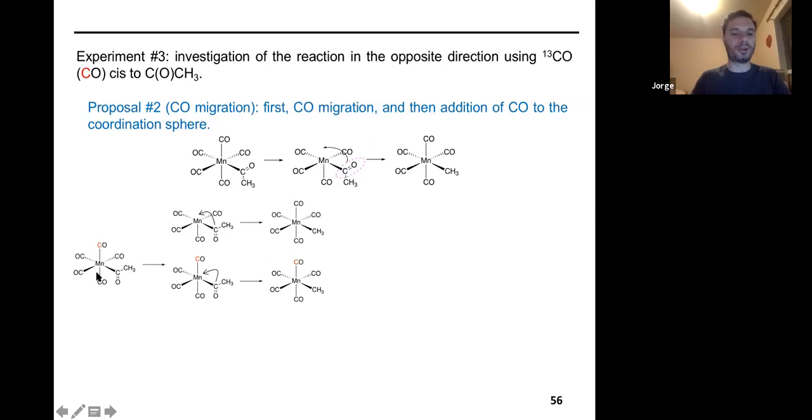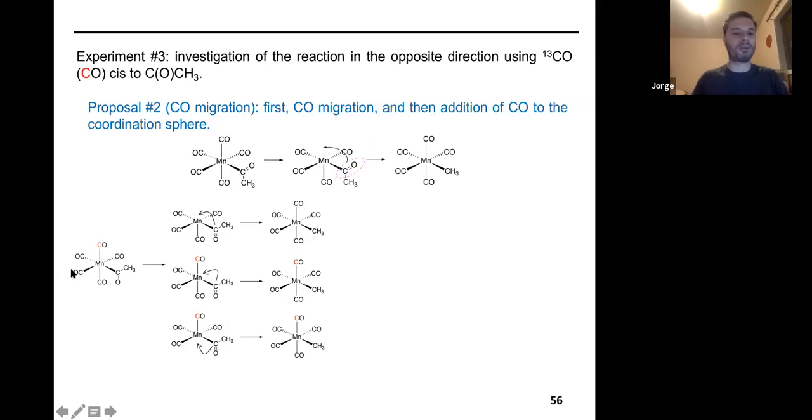Third option, losing the CO at the bottom, migration of the CO group to that position, resulting in this complex shown over here, where again, the labeled carbon monoxide is cis to the methyl group.